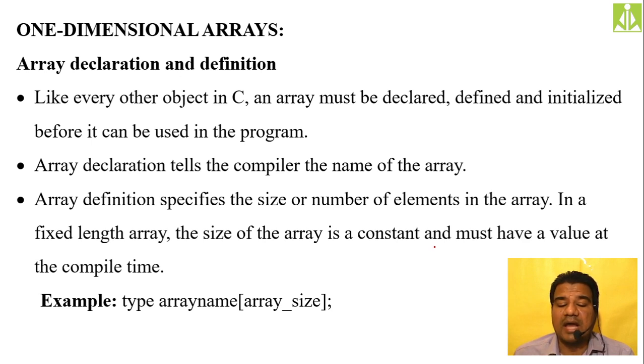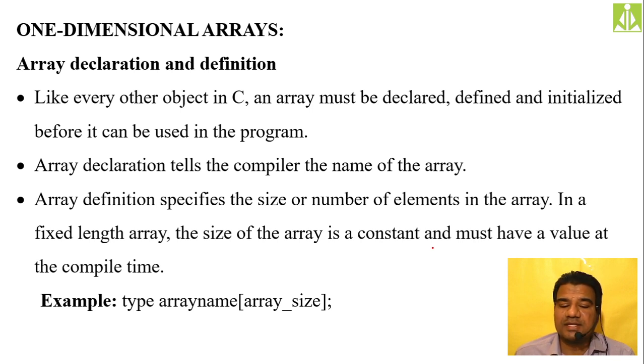Array declaration tells the compiler the name of the array. So when you are declaring the array, declaring is nothing but giving the name. Array definition specifies the size or number of elements in the array. Array definition not only specifies the number of elements present inside the array, but also indicates what type of data we are going to store into that array. Declaration, as usual, gives only the name to the array. Definition does two things: it specifies the size and also the type of data we are going to store into that array.